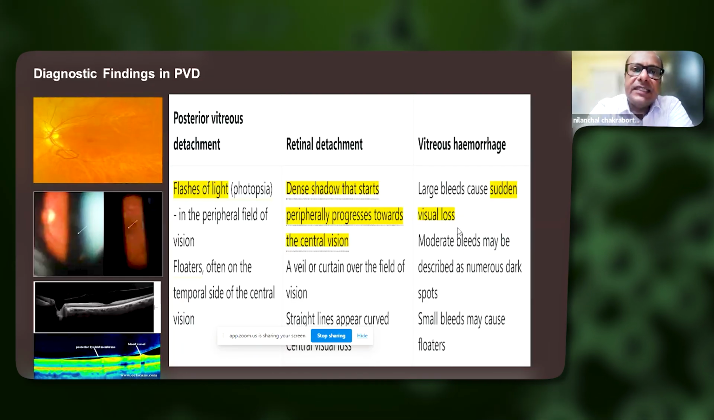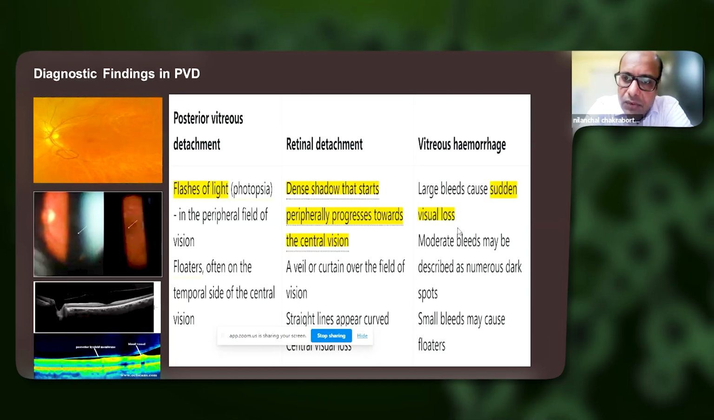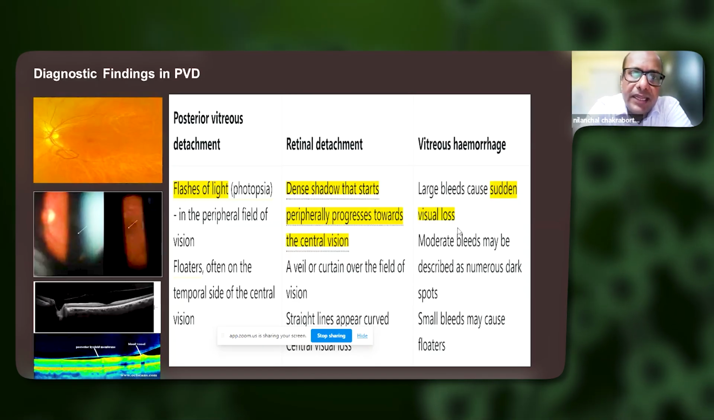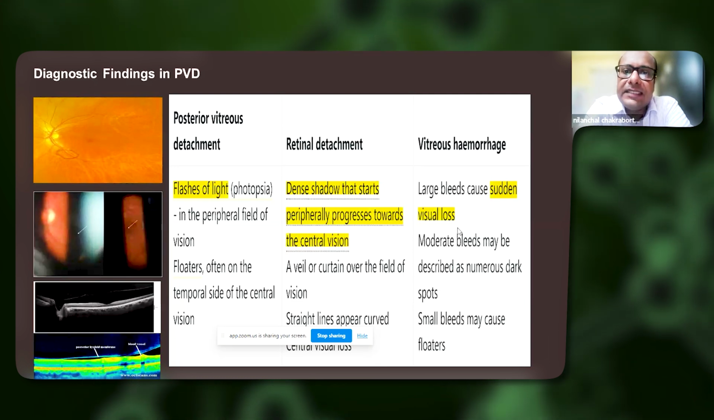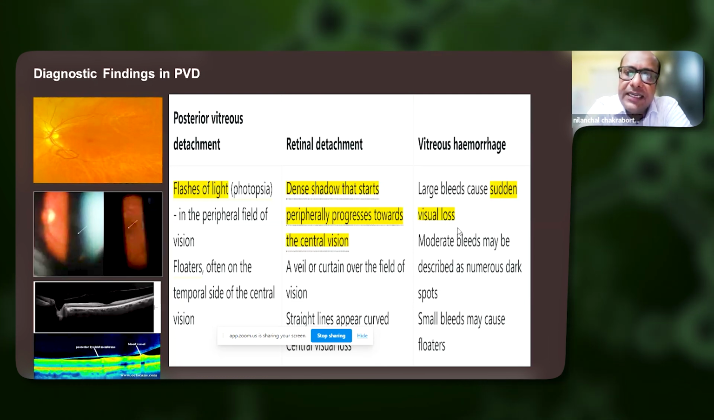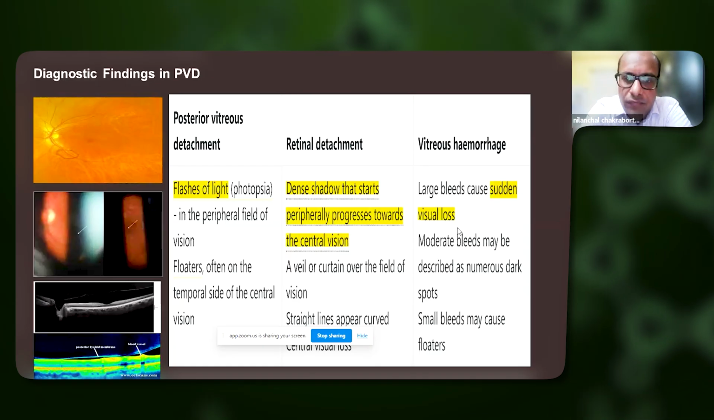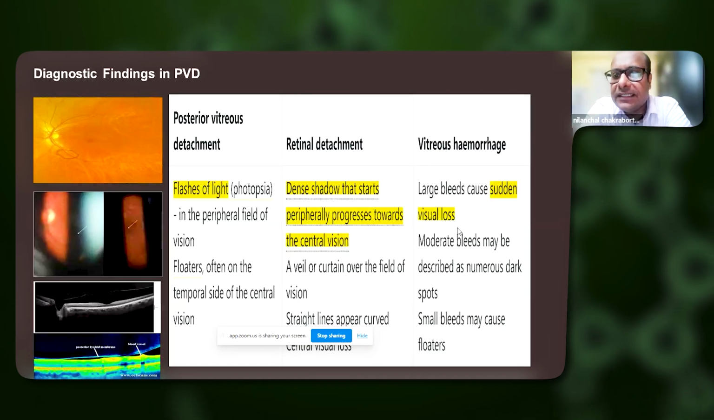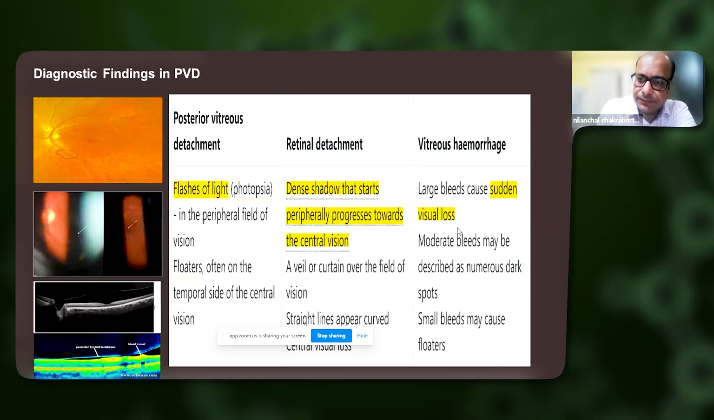The differentials are retinal detachment and vitreous hemorrhage. So if somebody says flashes of light, it will be only vitreous detachment. If there is a dense shadow that starts peripherally and progresses towards the central vision, it is retinal detachment. There are no flashes here. In vitreous hemorrhage, there will be sudden visual loss, not a progressive one.